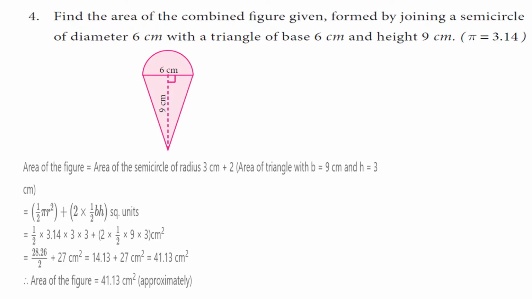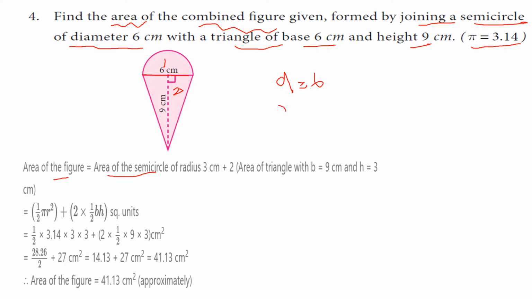Next, fourth question. Find the area of the combined figure formed by joining a semicircle of diameter 6 centimeter with a triangle of base 6 centimeter and height 9 centimeter. We have to use pi equal to 3.14. Here the given figure is a semicircle and a triangle. So area of the figure equals area of a semicircle. Here diameter 6 centimeter means radius is diameter by 2, that is 6 by 2 equal to 3 centimeter.